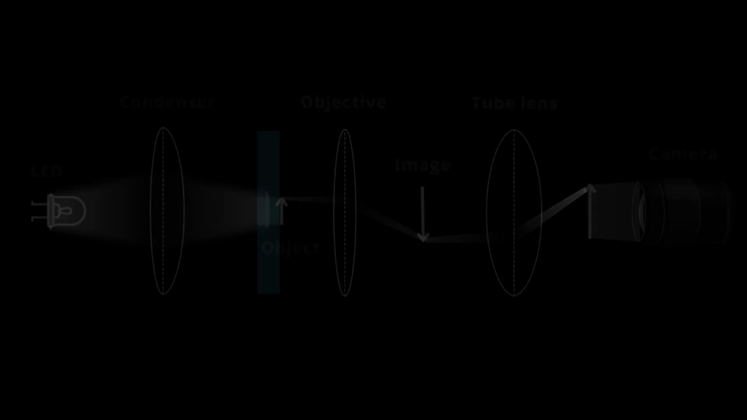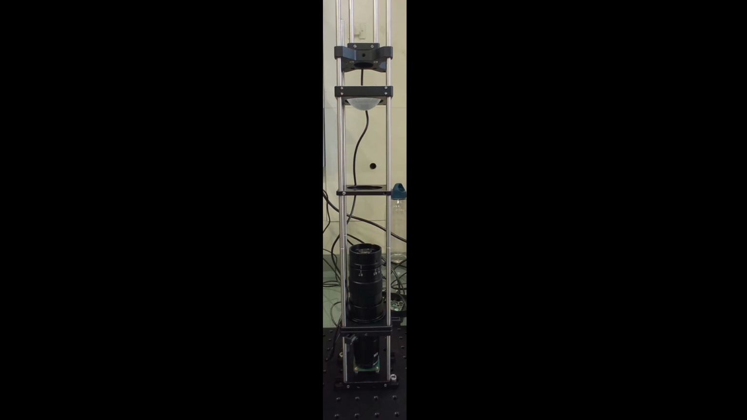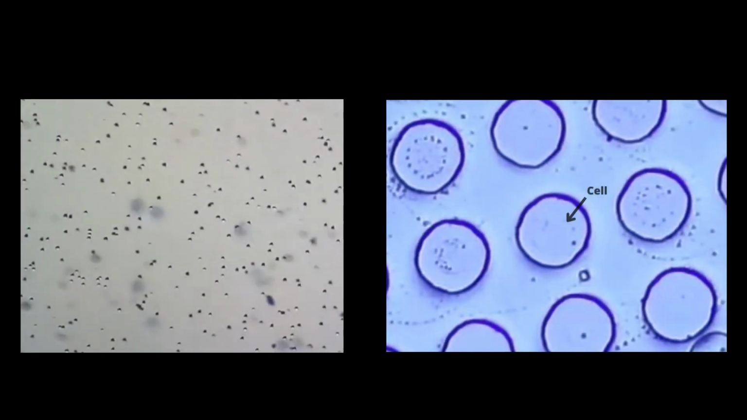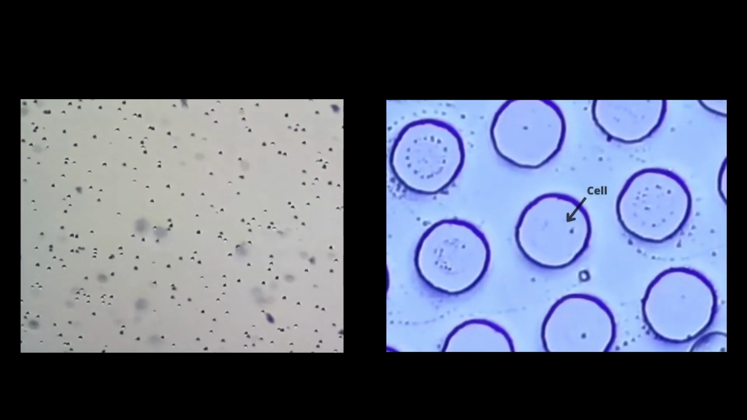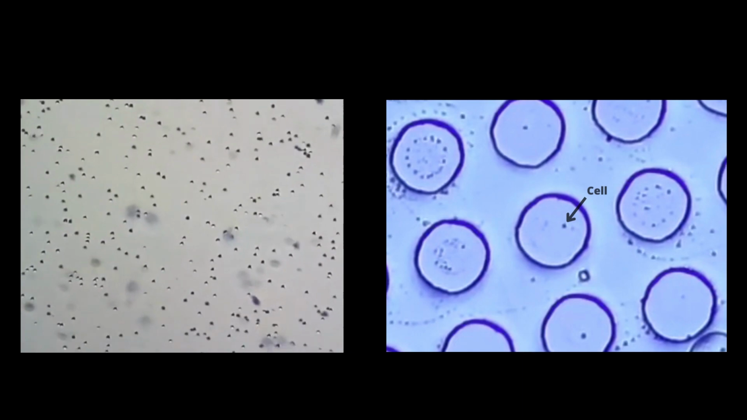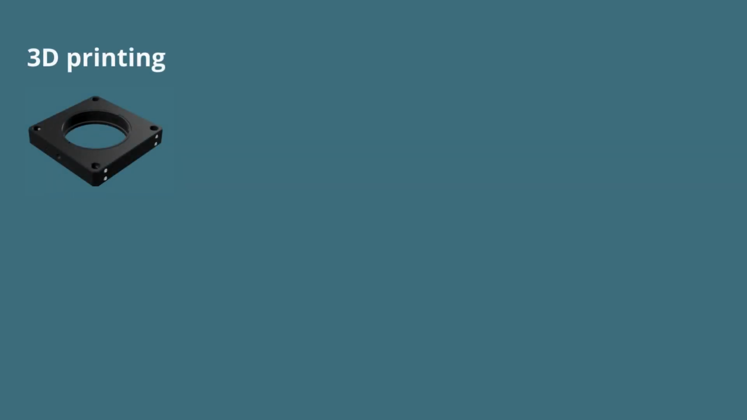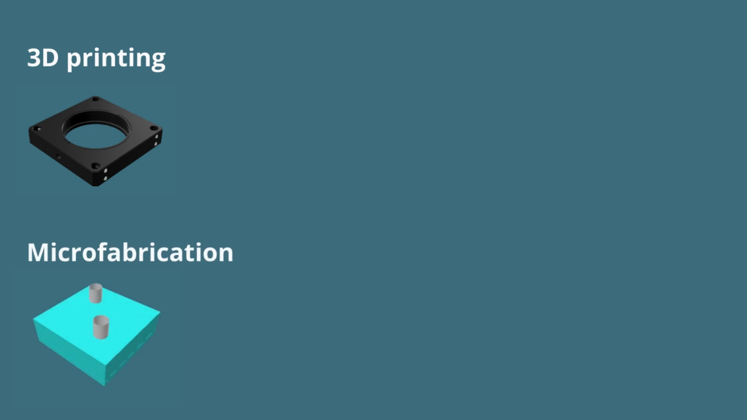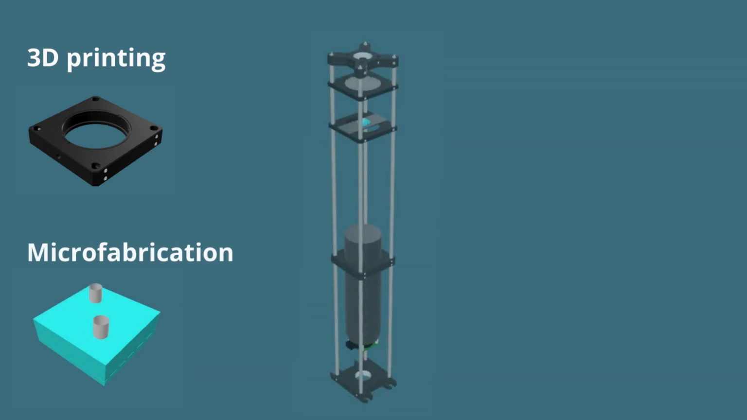We have built our first prototype, which is compact, easy to mount and operate, making it practical to use in a laboratory. With this prototype, we could obtain images with good enough quality to track cells. We are now 3D printing mechanical parts for the microscope, fabricating microfluidic devices, and defining the final experimental setup so that we can parallelize it.